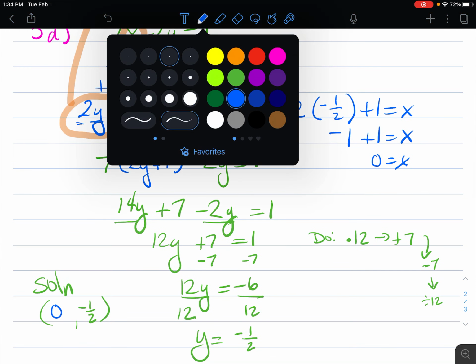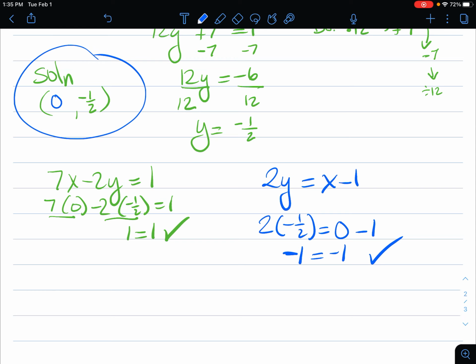Next, we'll go ahead and do the blue. 2y equals x minus 1. Let's plug in what we think it is. The y value is negative 1/2. The x is 0. And so this is negative 1 equals negative 1. And it works out there as well. So now I know my solution is valid. It's a solution to both equations, and therefore is a solution to the system.